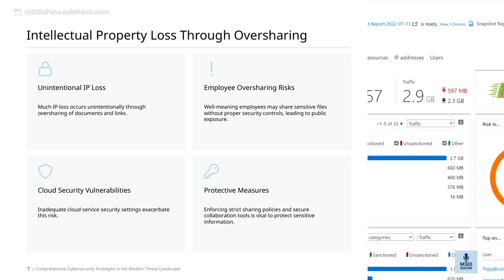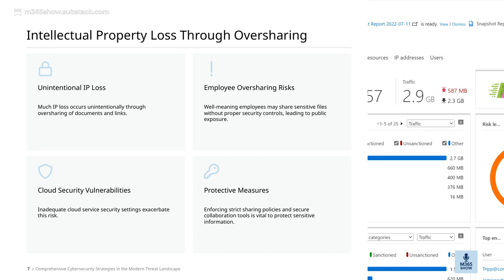Now, a common vulnerability comes from cloud security. If cloud service security settings aren't configured properly, it can open the door to breaches and data exposure. This highlights the importance of regularly reviewing and tightening those settings.